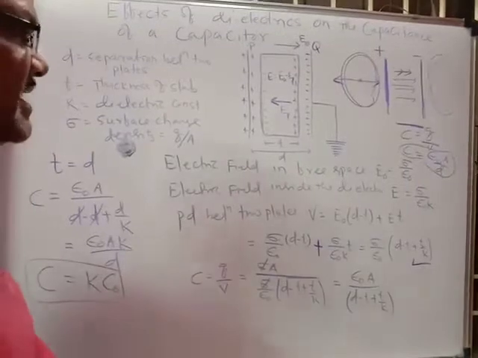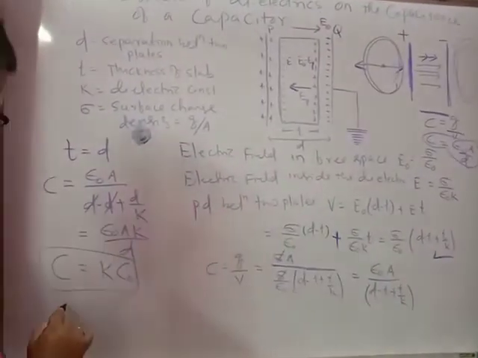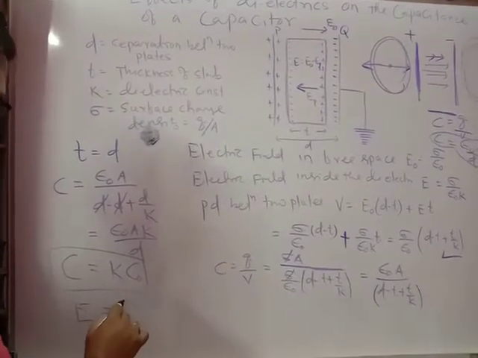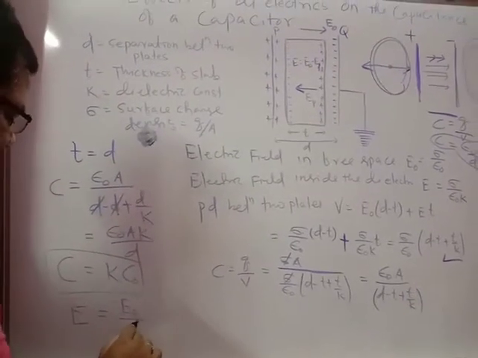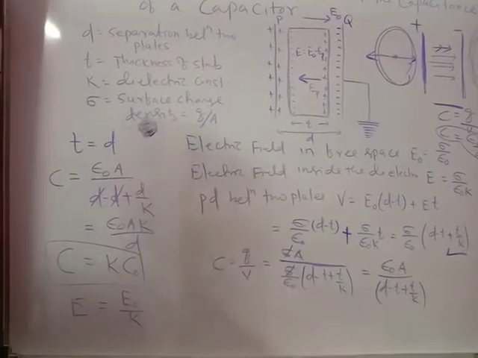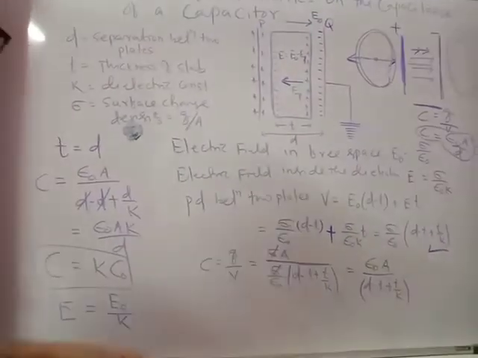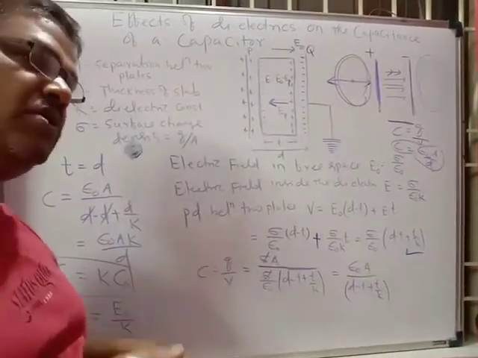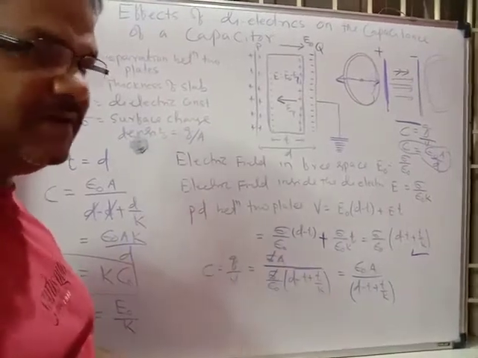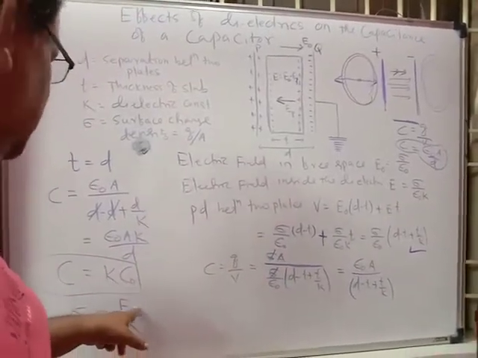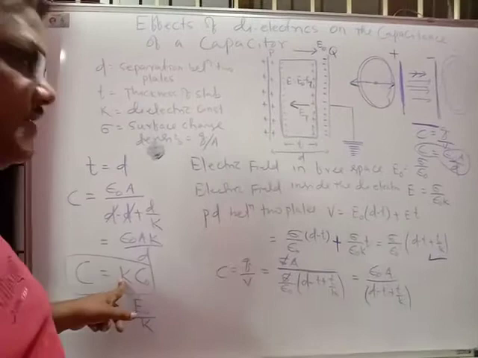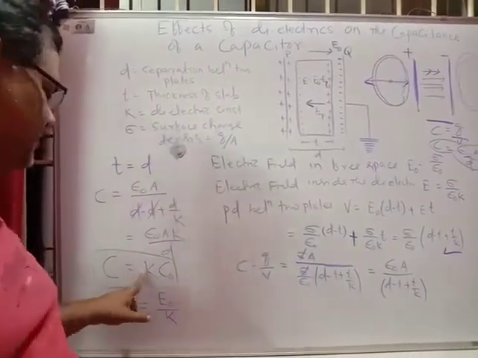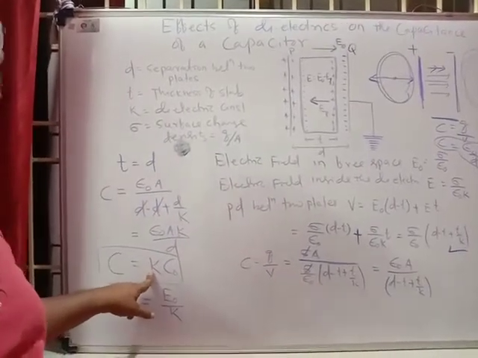What will be the electric field inside the dielectric slab? If E is the electric field inside the dielectric slab, then it will be equal to E naught by K. If the dielectric slab is kept in a medium, then the electric field intensity also will be reduced by K times compared to the electric field intensity in free space. If the dielectric slab is kept completely in between the two plates of the capacitor, then the capacity of the capacitor increases by K times.